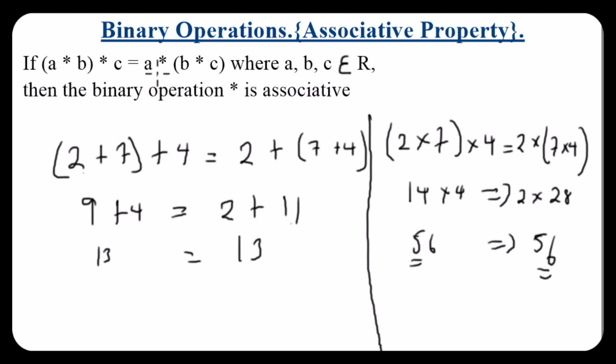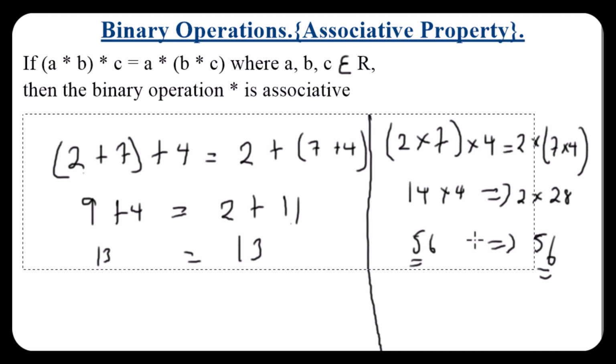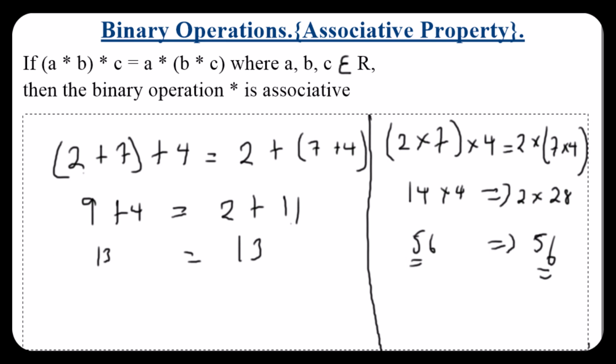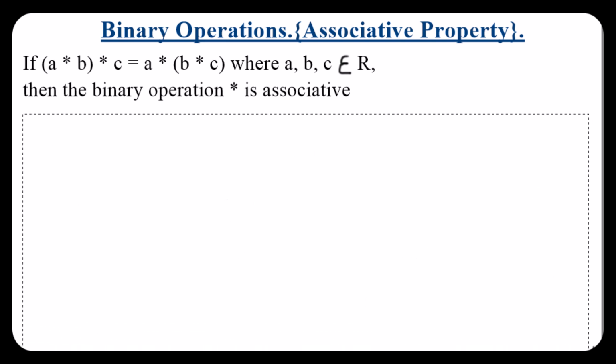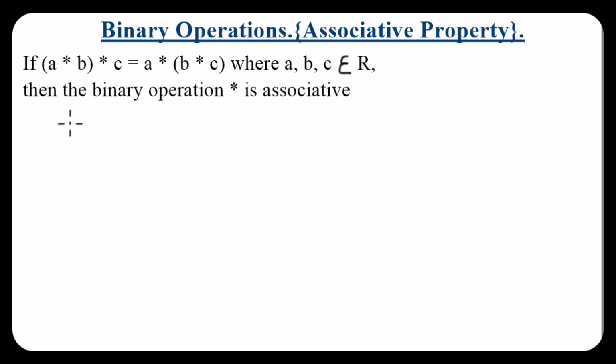So how about subtraction and division of real numbers? Subtraction and division of real numbers are not associative. The reason is that order actually matters. 1 minus 3 is not the same thing as 3 minus 1. So the order matters when you are subtracting and when you are dividing.